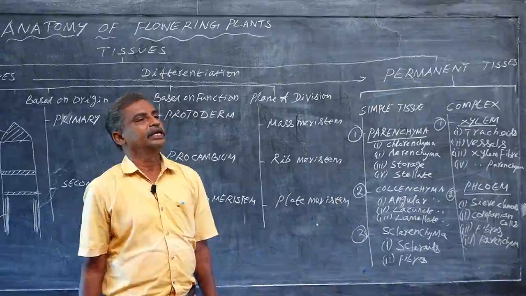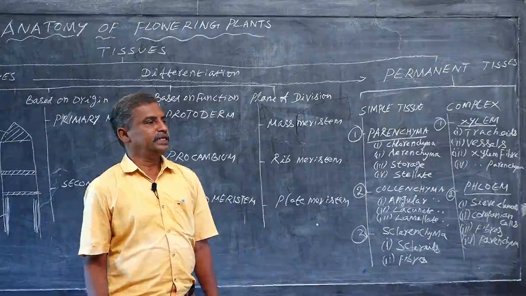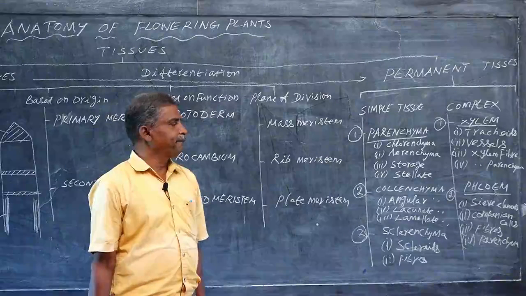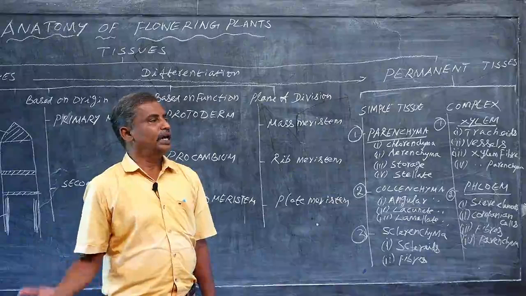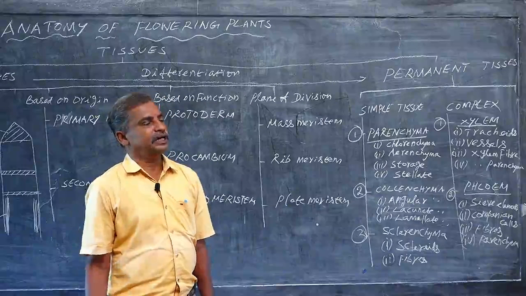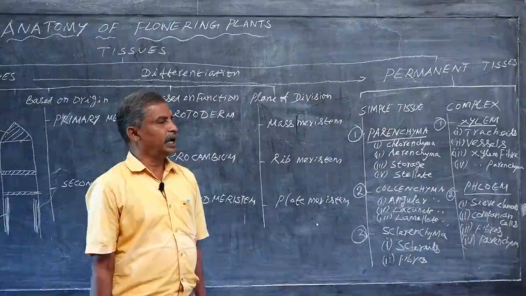They have pits in the side walls. Through the side walls, through the pits only, the food is conducted to the adjacent cells in sieve cells, which are found in pteridophytes and gymnosperms.